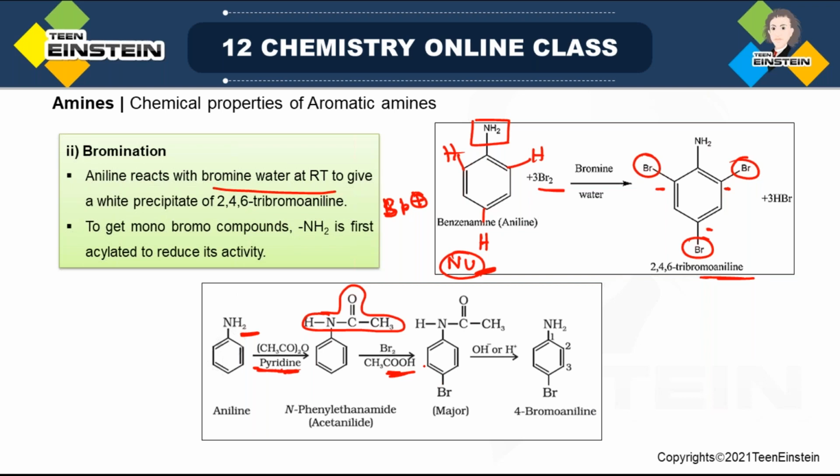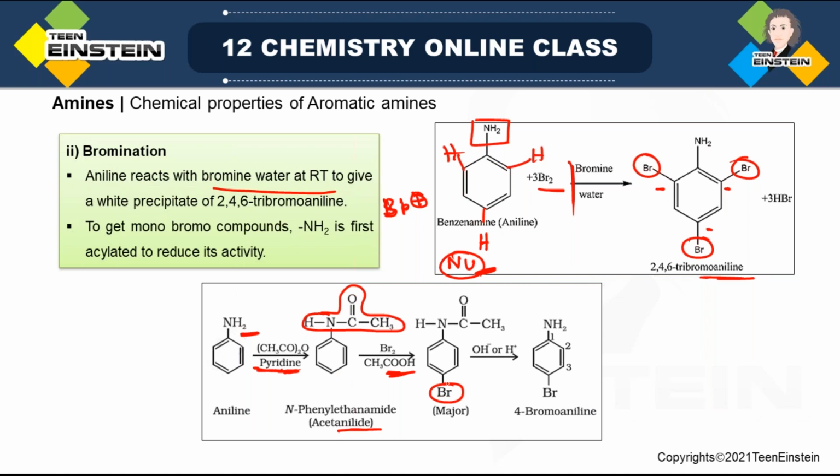See the difference. In the previous case of tri-substitution, you are doing it at room temperature using bromine in water, but now we are using bromine in acetic acid. So the reagent is not exactly the same. Previously it was bromine in water medium, now it is in acetic acid medium. This acetanilide can also be called N-phenylethanamide. Now there is only para substitution. The ortho positions, these two hydrogens, are intact.